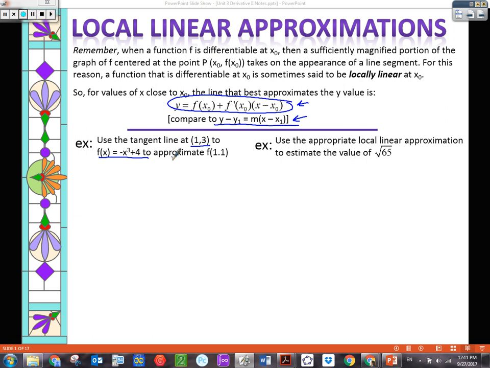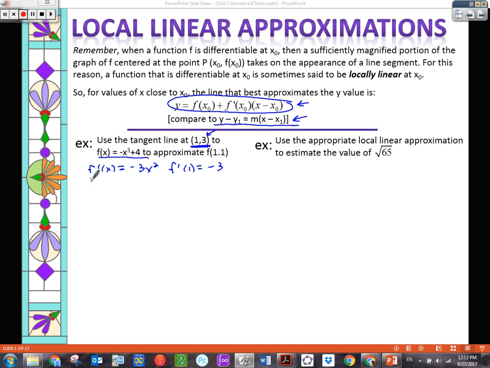We're going to need the derivative, right, to get our slope. So f prime of x is going to be negative 3x squared. I need to do the tangent line at this particular point, (1, 3), so I'm going to sub in a 1. So f prime of 1 gives me negative 3. Luckily, they gave us the y value, so I don't have to search for it. If I needed the y value, where would I need to go? I would need to go back here, right? That's what we always do to get the y value for our tangent line.